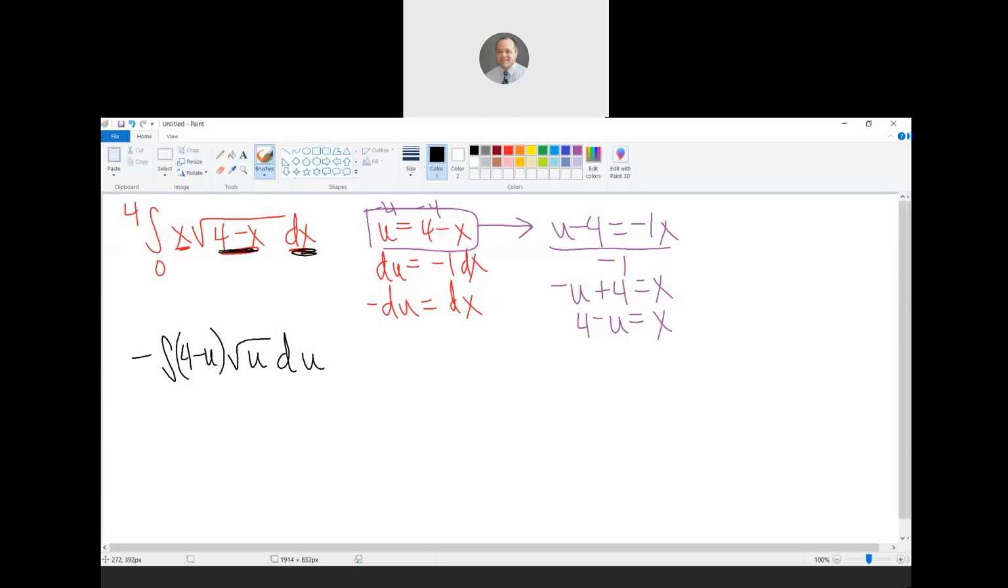Now, to make it less complicated, let's distribute that negative sign times our 4 minus u. So when we do that, that becomes u minus 4 now. Any questions so far?